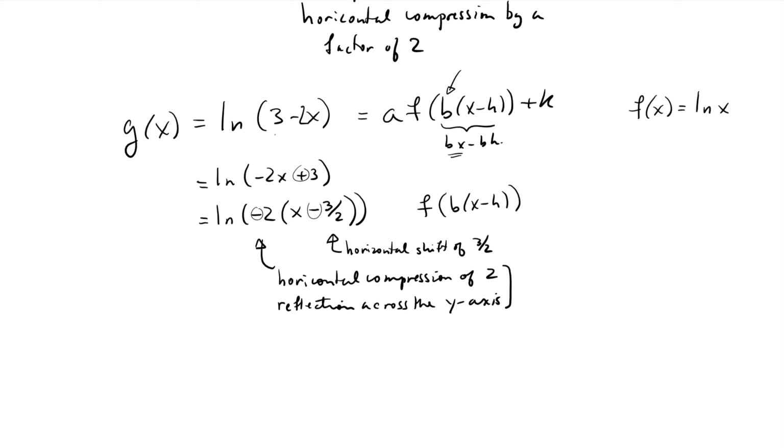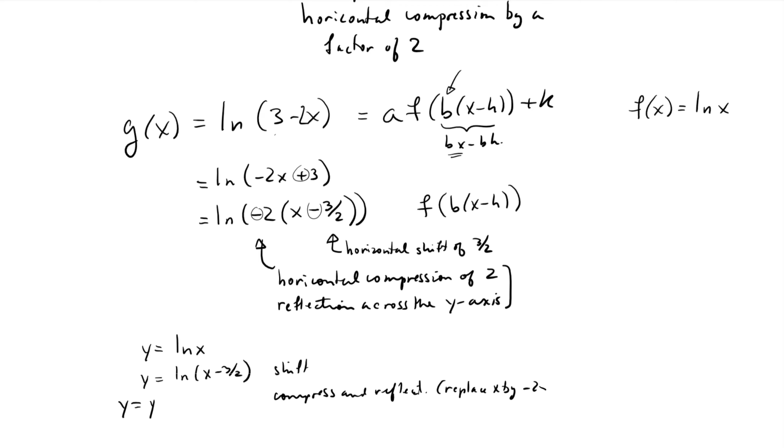Let's try both just to see what we need to do. Let's say I shift first. So if I shift first, I'm going to replace x by x minus 3/2. This is doing the shift. If I now compress and reflect, what will I do? I need to replace x by minus 2x. This is what I need to do to compress and reflect.